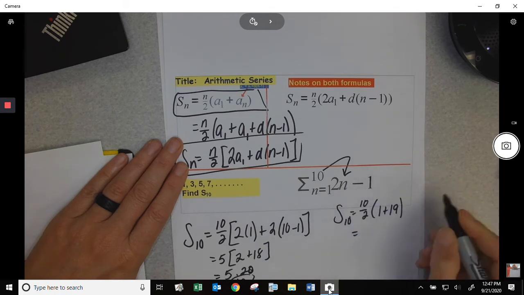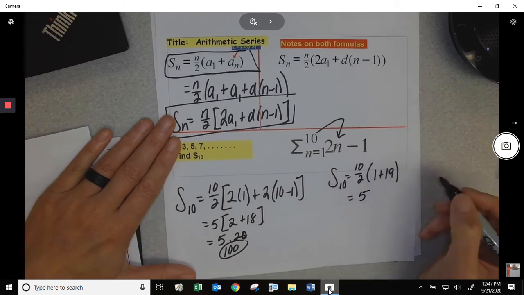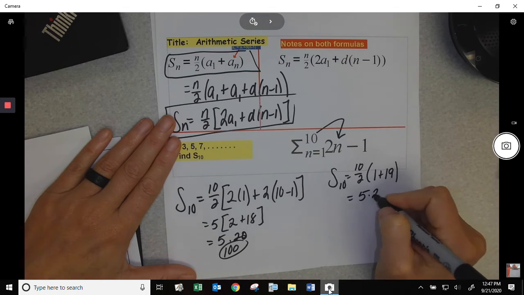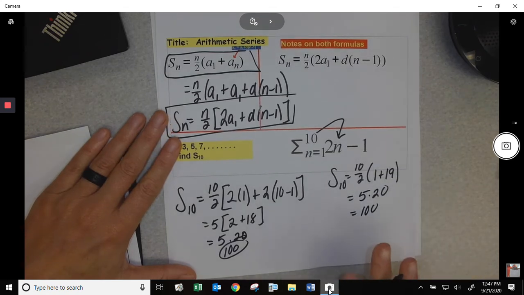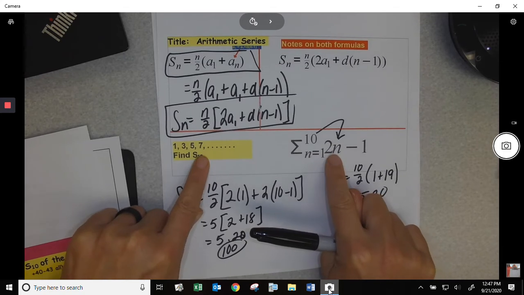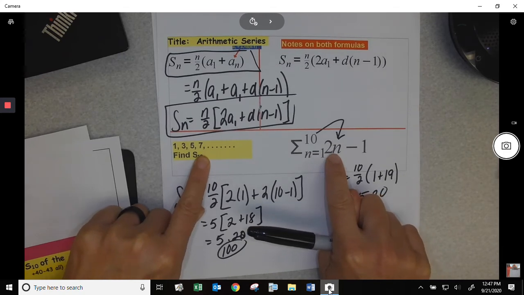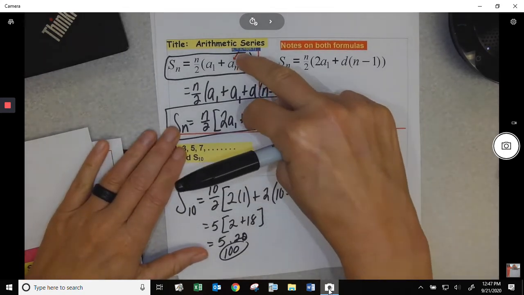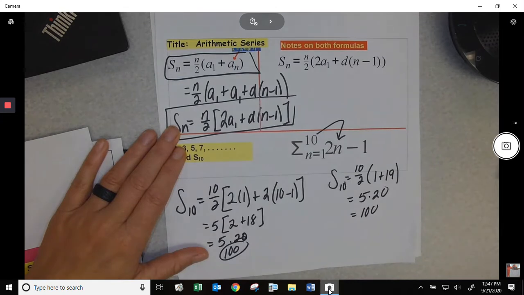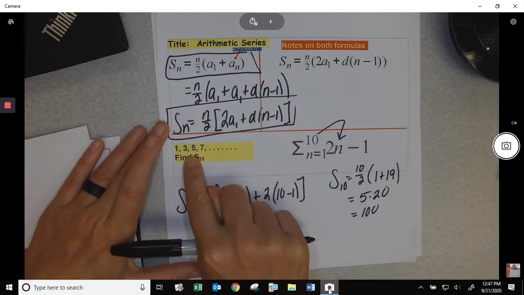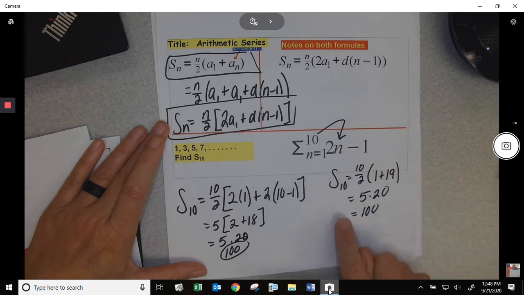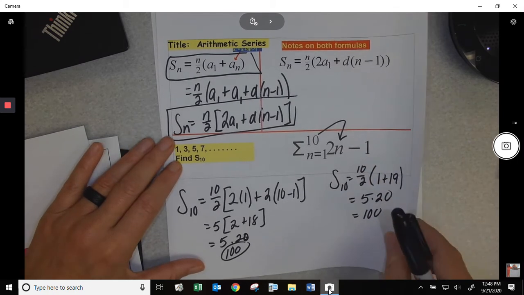10 divided by 2 is 5. And 1 plus 19 is 20. So you will get the 100. So let's just recap. Same question, written 2 different ways. You can use either formula that you like. I used the second formula on this one, and I used the first formula on this one. Either way is fine. Feel free to use whichever one you like.